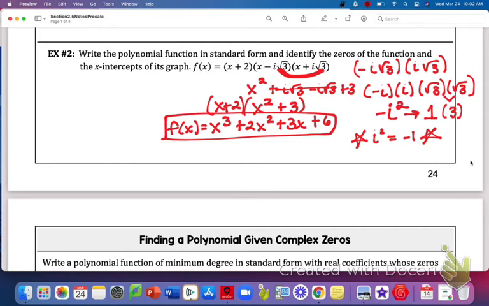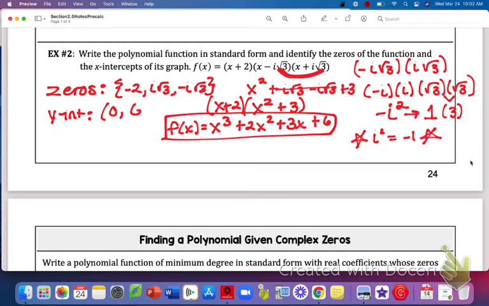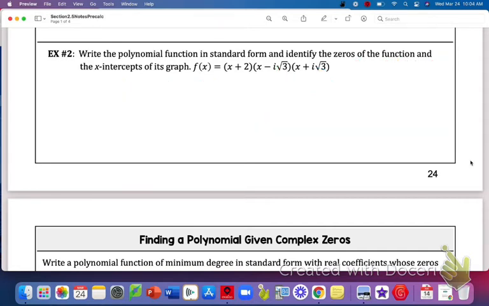Okay, my zeros, we can go back to the factored form. I have zeros at negative 2, and I have zeros at i root 3 and negative i root 3. And then we have a y-intercept at, if I plug in 0 for everything into, let's say, the final one, everything will go away except the 6. So 0, 6. You can write your x-intercepts as x equals negative 2, x equals plus or minus i root 3 too. I would accept that for an answer over set notation. That's up to you.